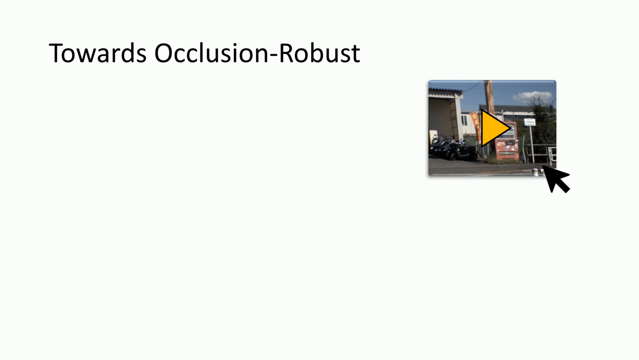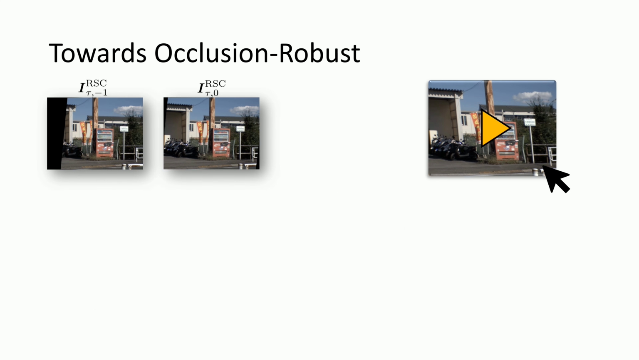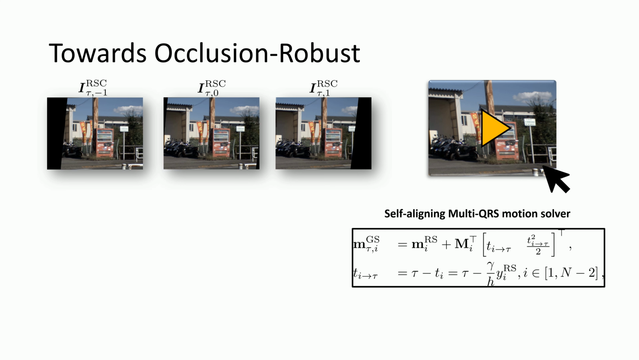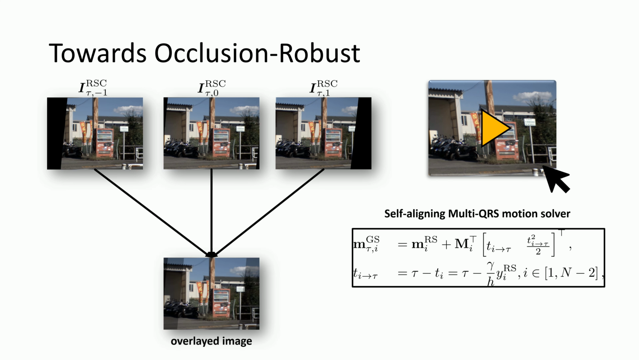Although the solver accurately corrects RS pixels, the object edge occlusion and image border occlusion cannot be restored by it. We design a self-aligning algorithm by extending the QRS motion solver to a video sequence. RS frames IRS-1, IRS0 and IRS1 are warped to time tau to obtain 3 RSC frames. We achieve a seamless and complete composite overlaid image.